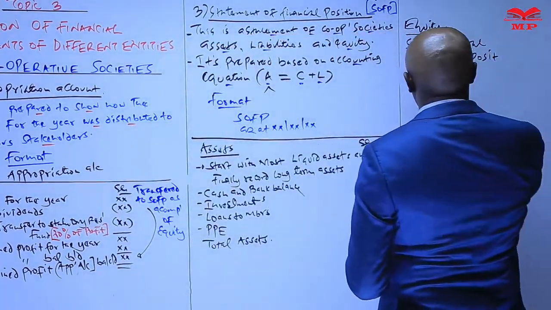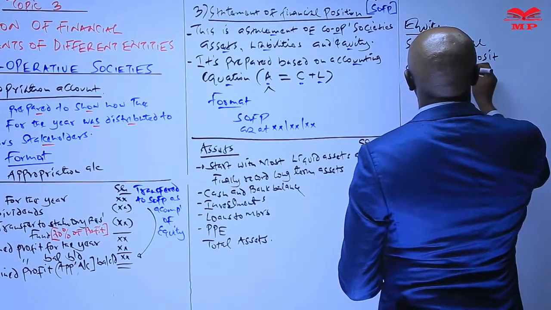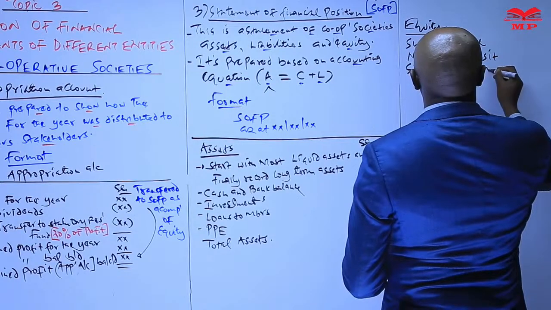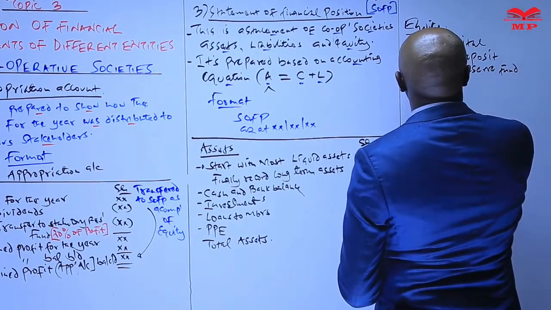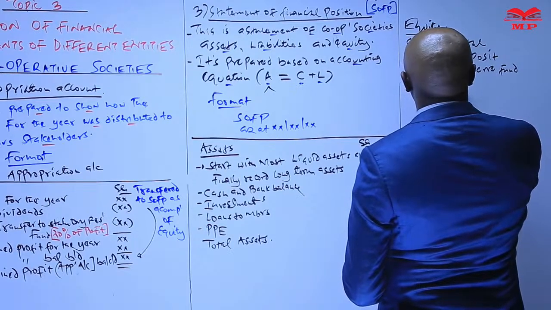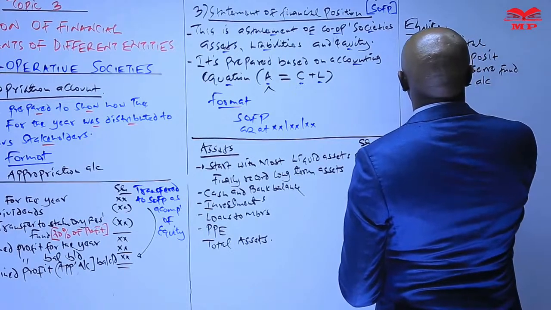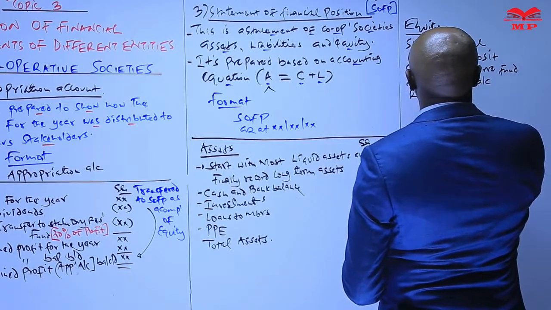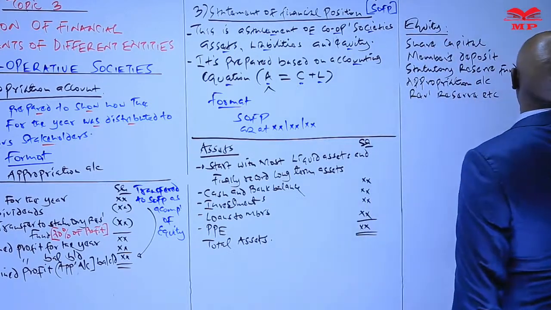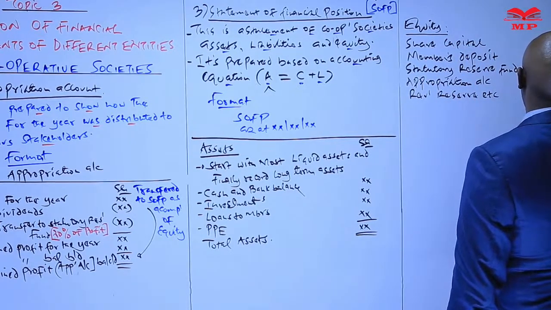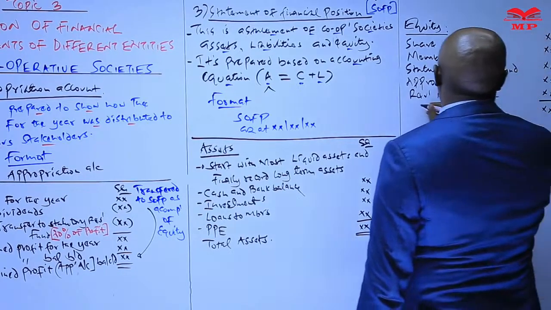So we record other items of equity, like the statutory reserve fund. I've mentioned something to do with this, and then things like the appropriation account, and other reserves like the revaluation reserves, etc. Yes, so those are the various items of equity, and then get the total equity there.